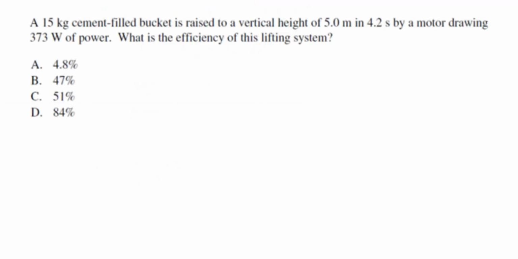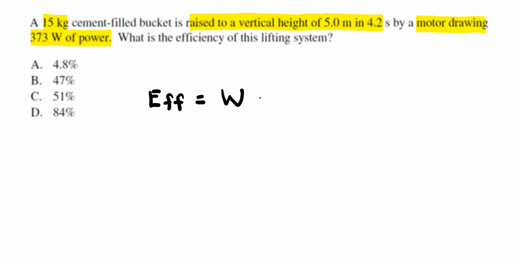Here's another simple efficiency problem. In this problem, we have a 15 kilogram cement-filled bucket, and it's raised vertically to a height of 5 meters in 4.2 seconds, and the motor draws 373 watts of power. We have to find the efficiency of this lifting system. We know that efficiency is equal to your work out divided by your work in.